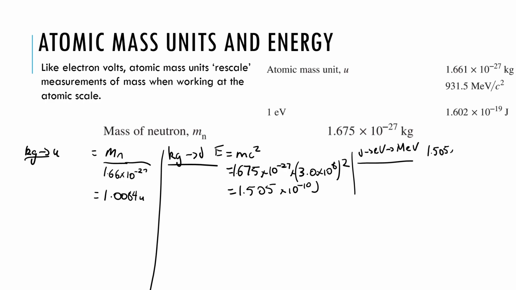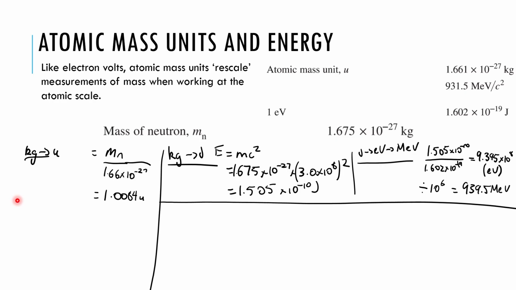In this scenario, we take our energy in joules and divide by the conversion factor for an electron volt, and that gives us 9.395 times 10 to the 8 electron volts. We can also express this in mega electron volts by dividing by 10 to the 6, giving us 939.5 mega electron volts. You'll also notice in your data sheet that an atomic mass unit, which is a mass, can also be expressed in mega electron volts per c squared.